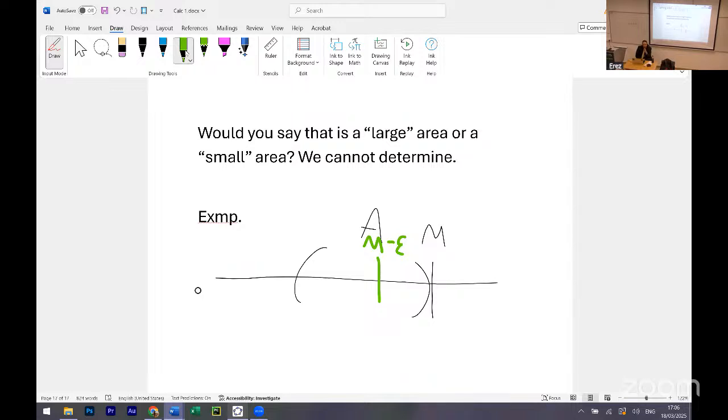Could M minus epsilon be an upper bound of A? If M is the supremum, no. Then it's the lowest upper bound, so any lower number is not an upper bound. What does it mean that some number is not an upper bound? To be an upper bound is to be larger than everyone.